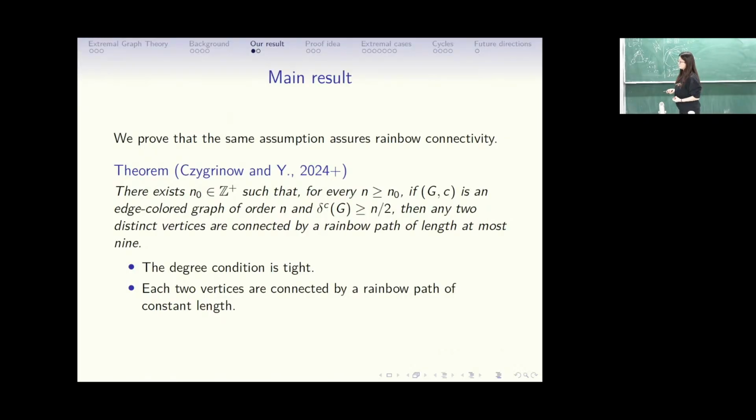By constant length, you mean there's some constant such that any pair of vertices are joined by exactly that constant length? No. Yeah, so any pair of vertices are joined by a rainbow path of length at most 9. But if it's 8, then can I join every pair by paths of length 8? That's a very good point. We are not sure about that.